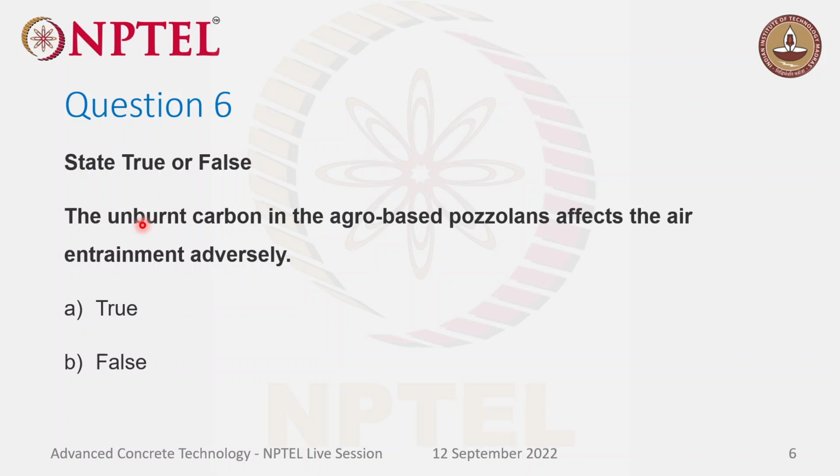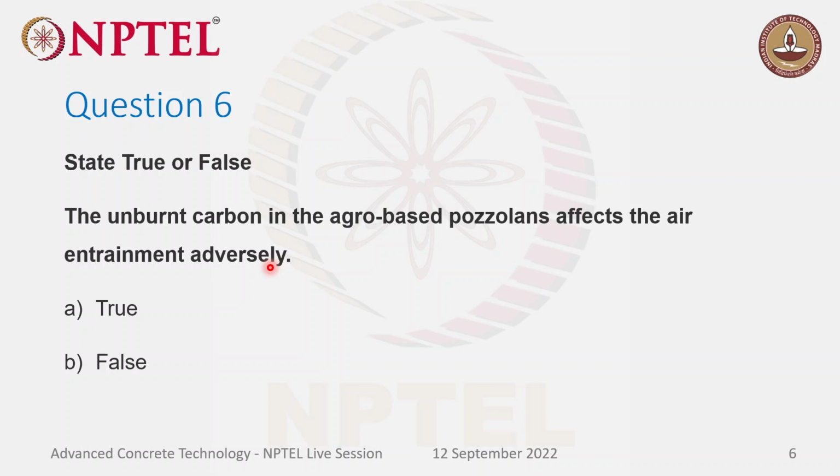Now let's move to question 6. Question 6 is about unburnt carbon and agro-based pozzolans. Agro-based pozzolans are rice ash, sugarcane bagasse ash, wood biomass ash, corn cob ash. There are many more ashes, but in the class we discussed rice ash and sugarcane bagasse ash. So the unburnt carbon in the agro-based pozzolans affects the air entrainment adversely. So it says that if we add air entrainment admixtures, the efficiency will be very low.